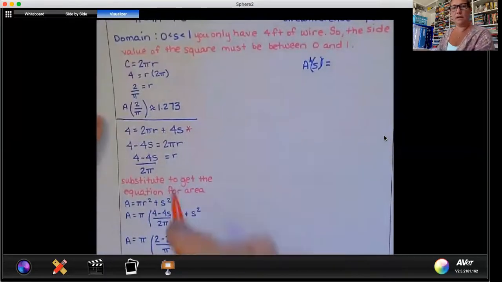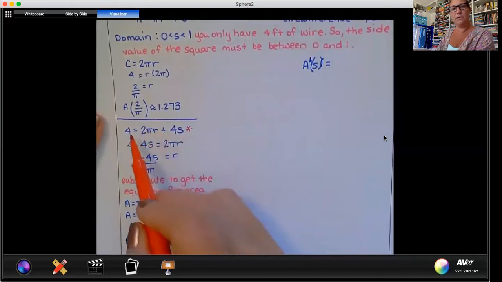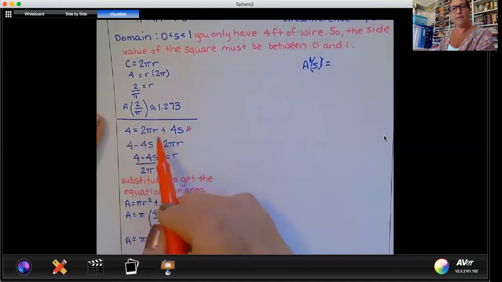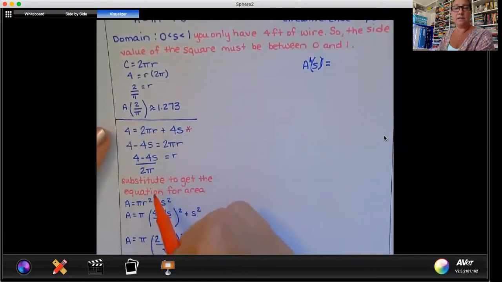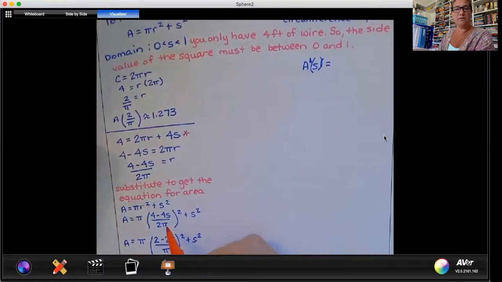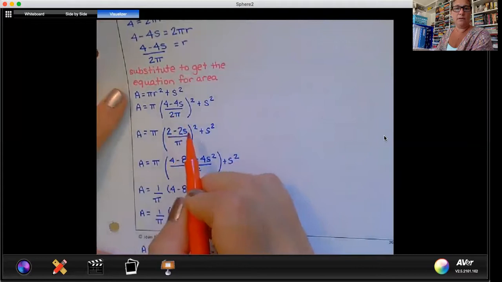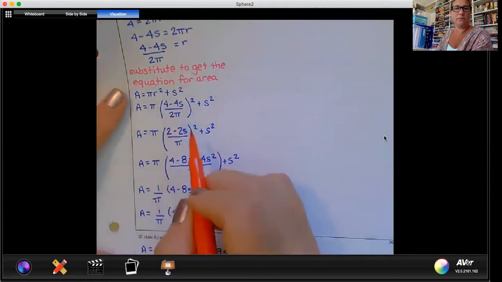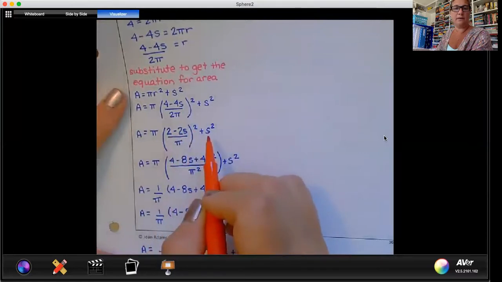So we're going to solve for r. 4 equals 2 pi r plus 4s. That's your maximum amount of wire. Solving for r, you get 4 minus 4s over 2 pi. Substitute to get the equation for area. Area is pi r squared plus s squared, which we found at the top of the page. Substitute the value for r. Simplify. This is 2 minus 2s over pi. Just divide by 2. Pi times the quantity 2 minus 2s over pi, squared, plus s squared.